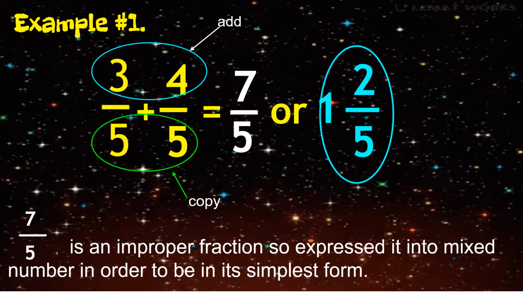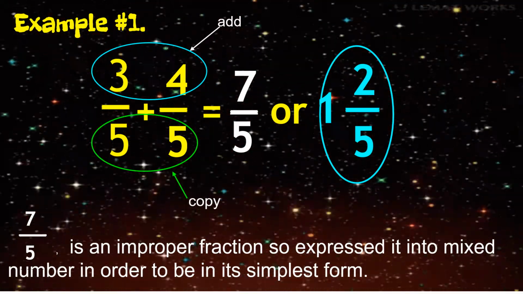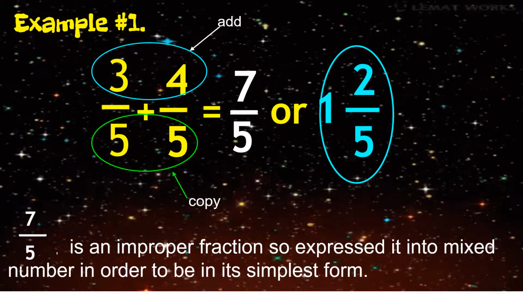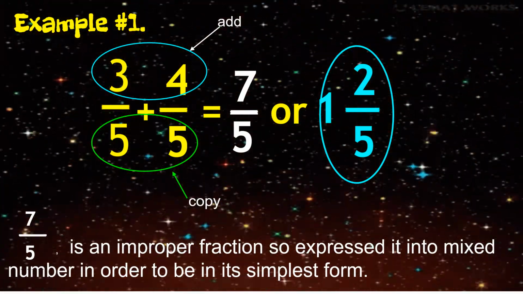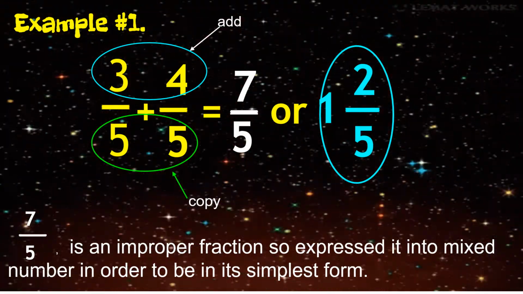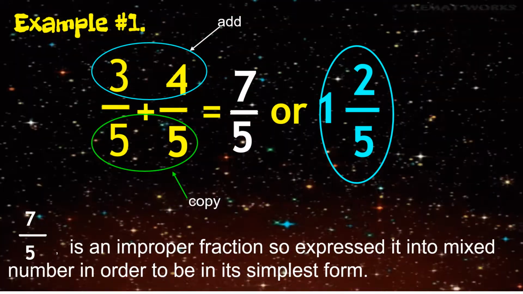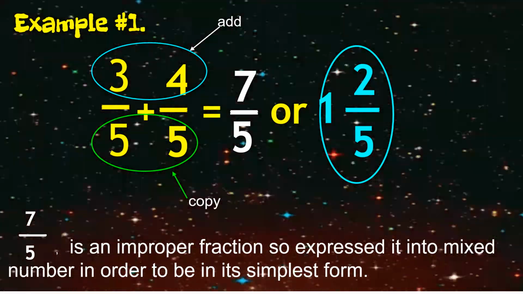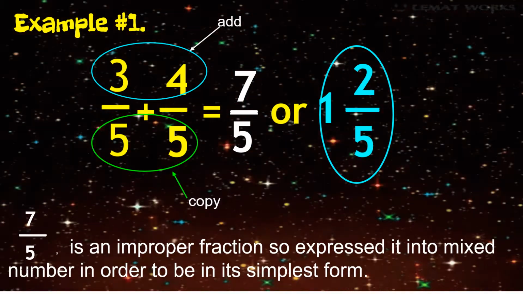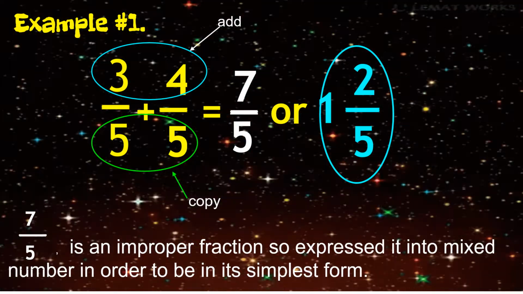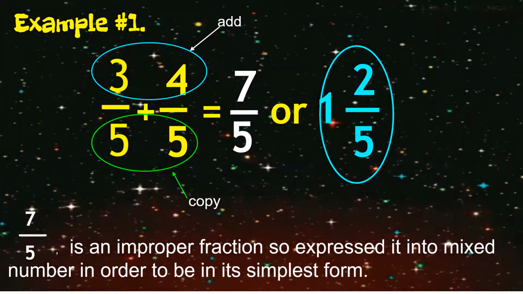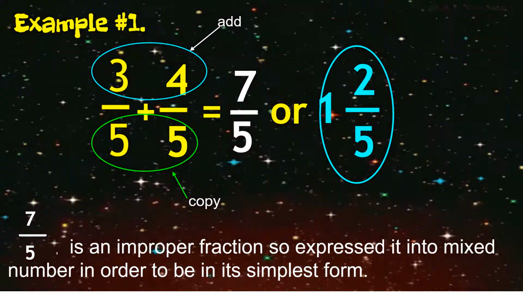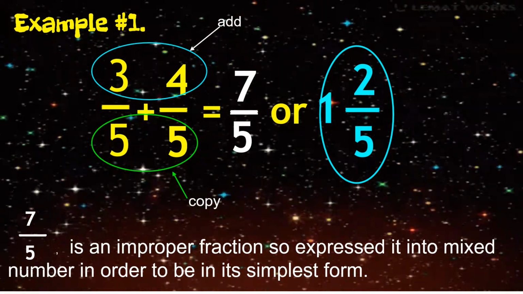7 over 5 is an example of improper fraction. Improper fractions must have a larger numerator than the denominator. So express it as a mixed number in order to be in its simplest form. To express an improper fraction as a mixed number, just divide the numerator by its denominator.